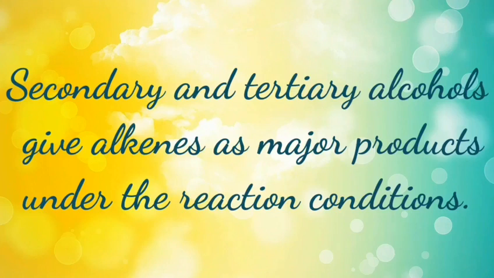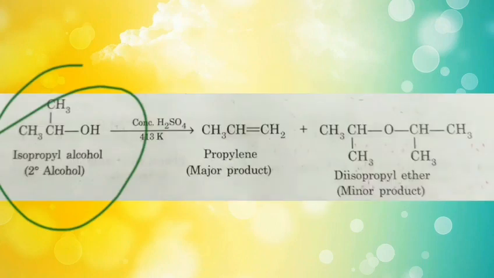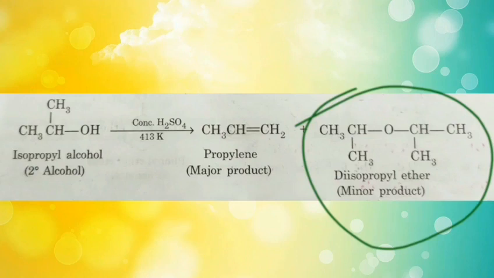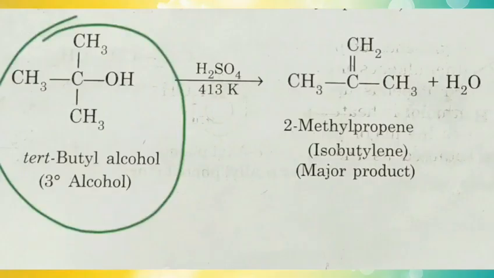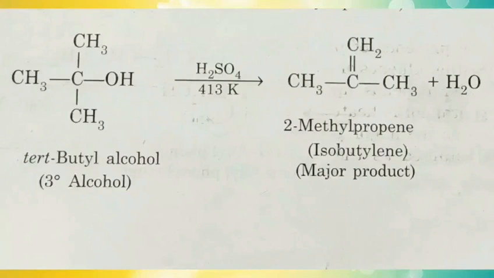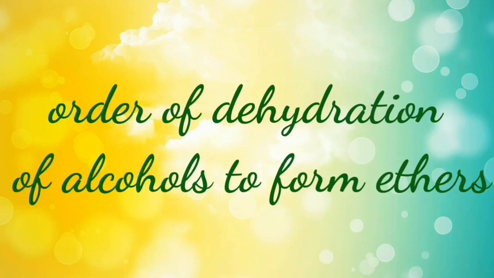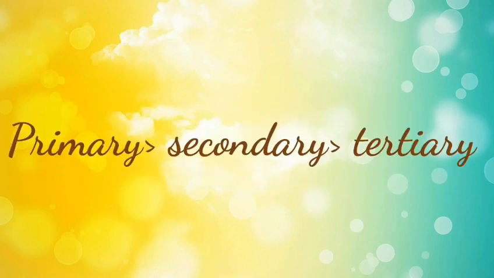Secondary and tertiary alcohols give alkenes as major products under the reaction conditions. Like in isopropyl alcohol, the major product is propylene and the minor product is diisopropyl ether. Similarly, in tertiary alcohols, the major product is 2-methylpropene. So students, the order of dehydration of alcohols to form ethers is primary is greater than secondary is greater than tertiary.